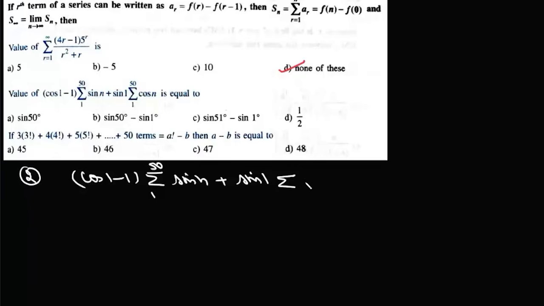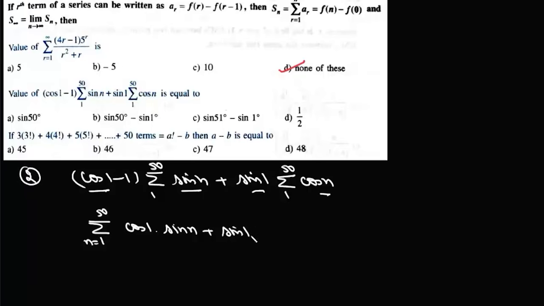Now for this second question, we are given cos 1 minus 1 times the summation of sine n, where n varies from 1 to 50, plus sine 1 times the summation of cos n, n varies from 1 to 50. Now we'll rearrange it a bit. We'll take these terms together. So we can write this as the summation n varies from 1 to 50 of cos 1 sine n plus sine 1 cos n, and minus the summation n varies from 1 to 50 of sine n.